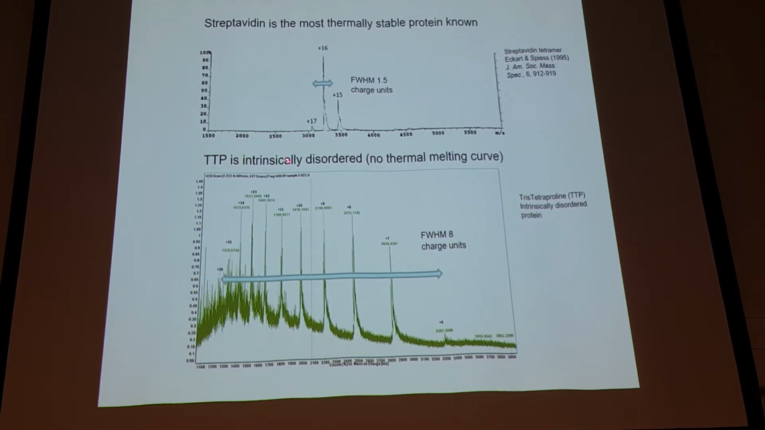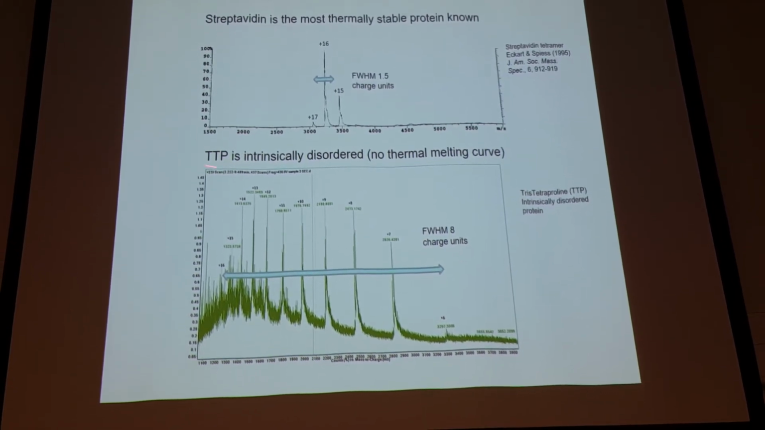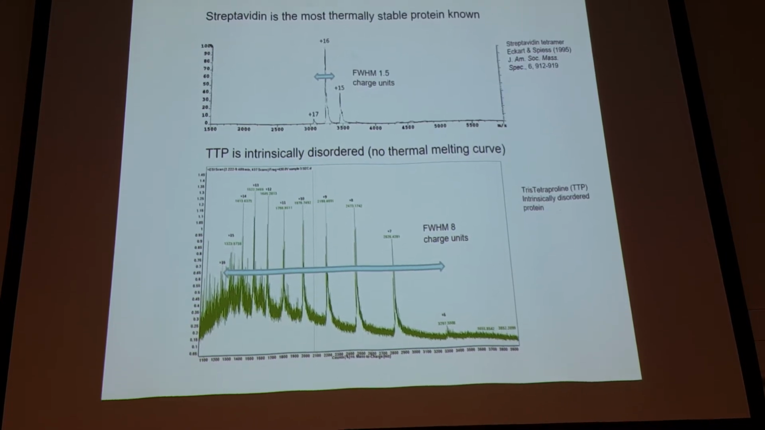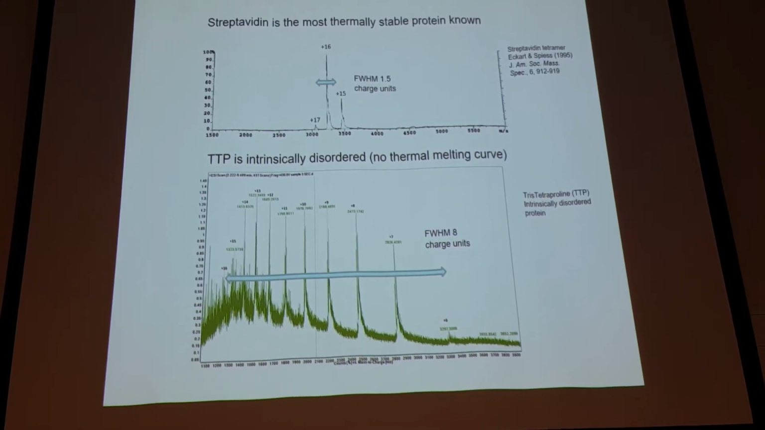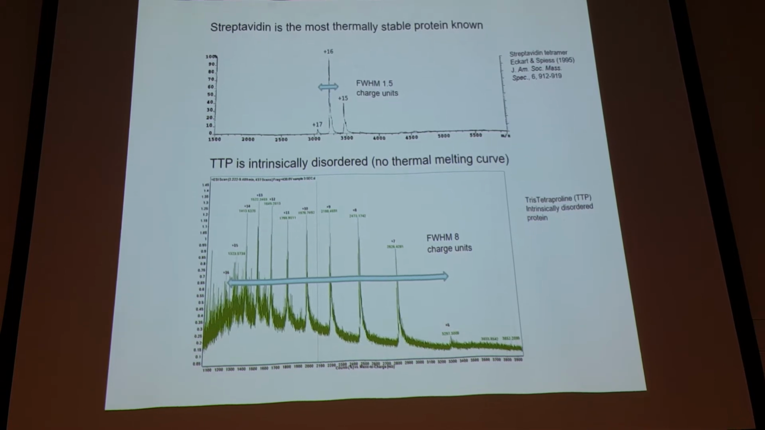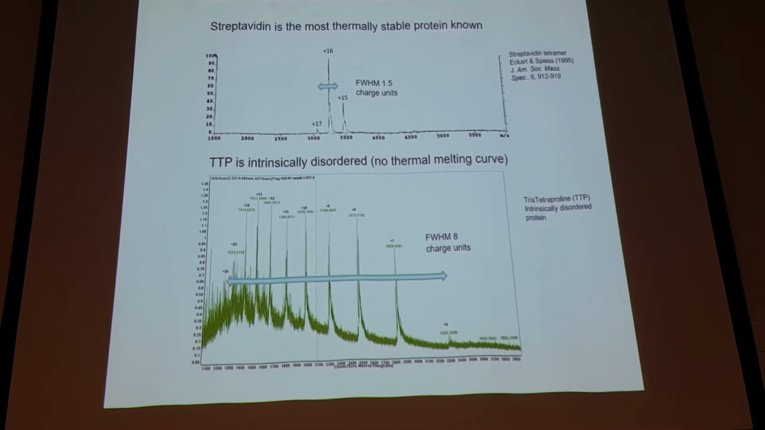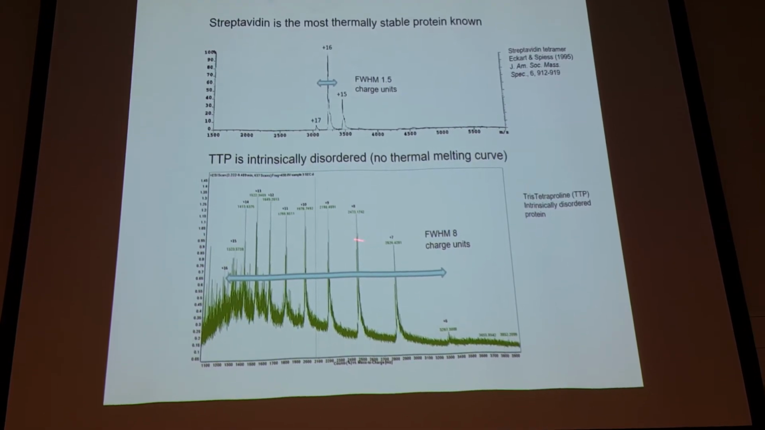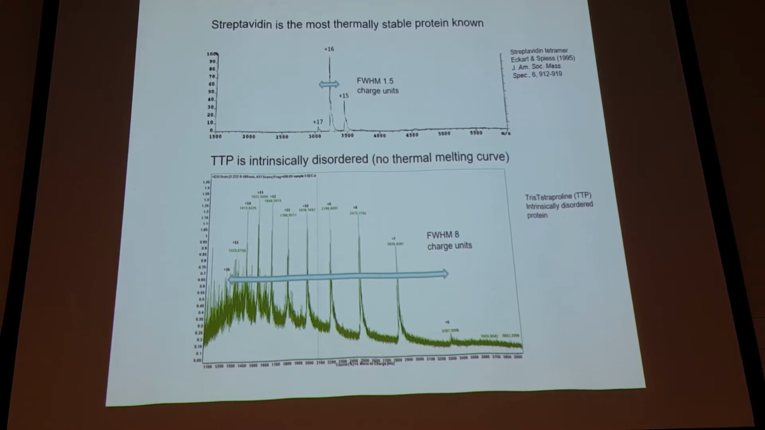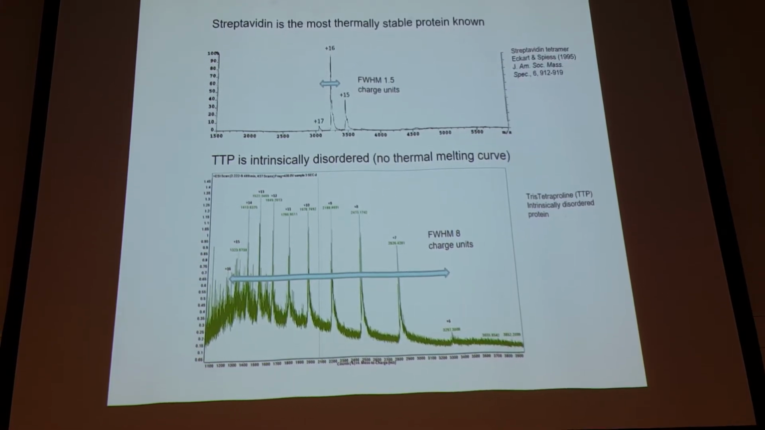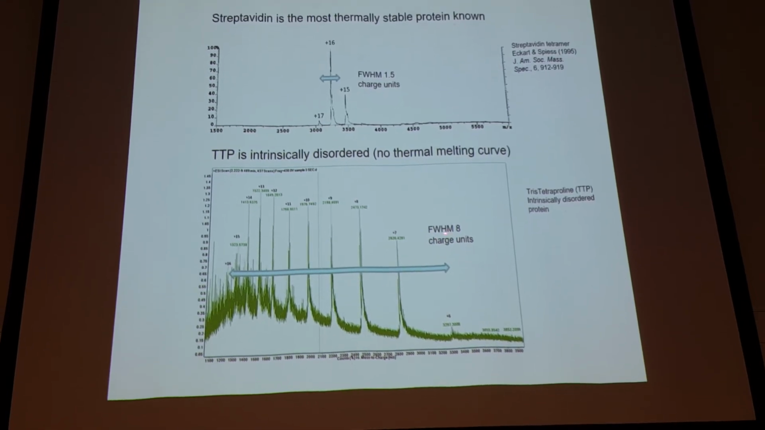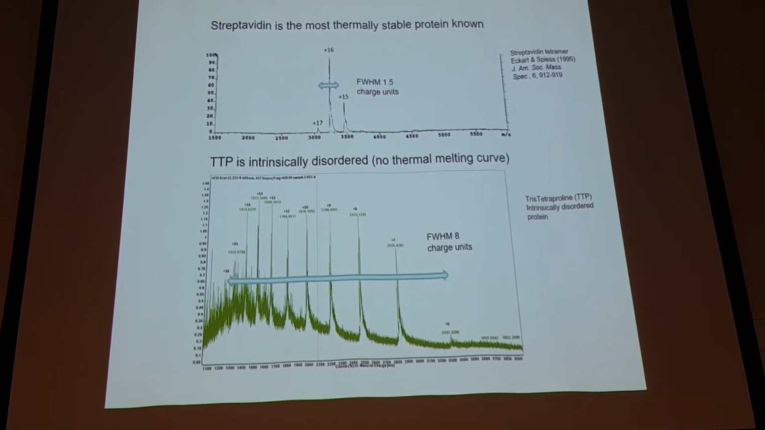Now compare this with tris tetraproline. This is a spectrum generated in SGC. It's an intrinsically disordered protein. Effectively, it has no thermal melting curve. And you can see here the charge distribution. If this is a native spectrum, the charge distribution is almost completely flat. Okay? If you measure the width of that, it's 8 charge units.